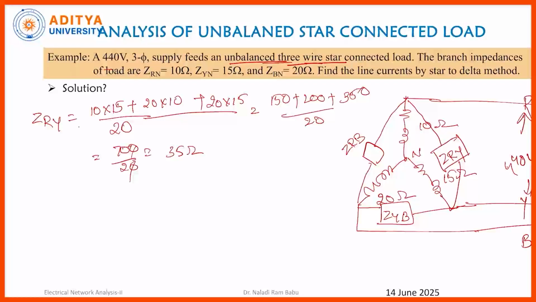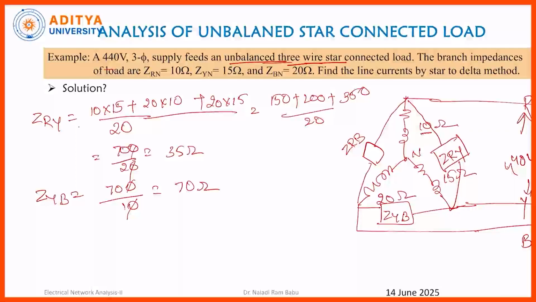Now I am going to calculate the value of ZYB at first instant. For ZYB, the numerator is same, so the numerator value is around 700, and for ZYB the opposite value is 10 ohms. I am writing it here. 0 gets cancelled. The value of ZYB is 70 ohms.